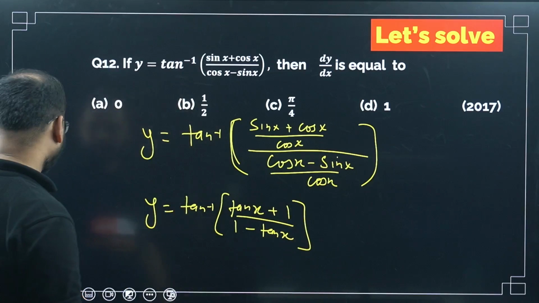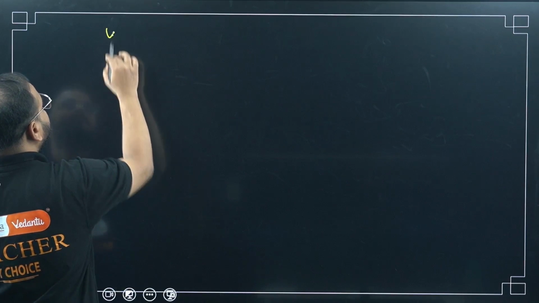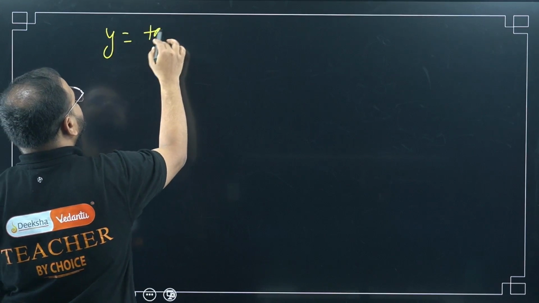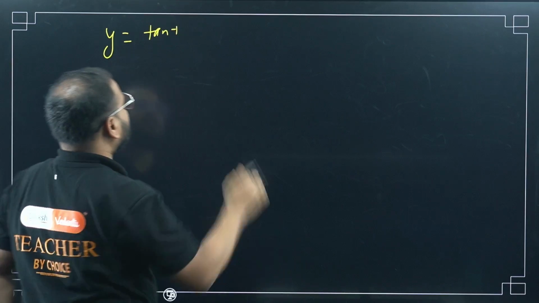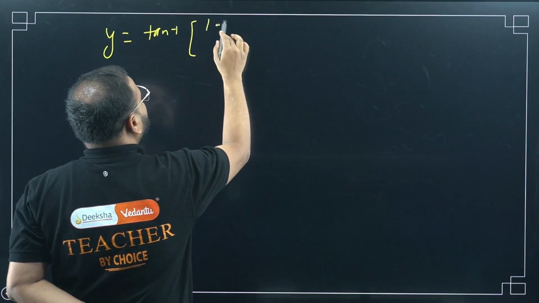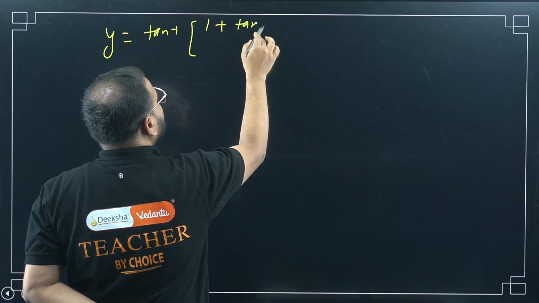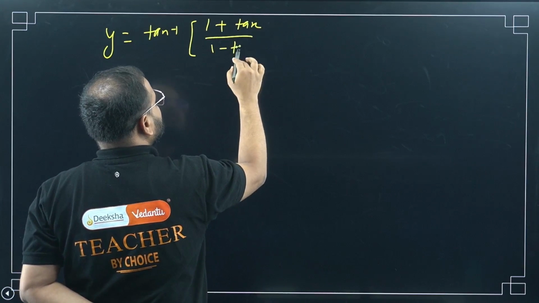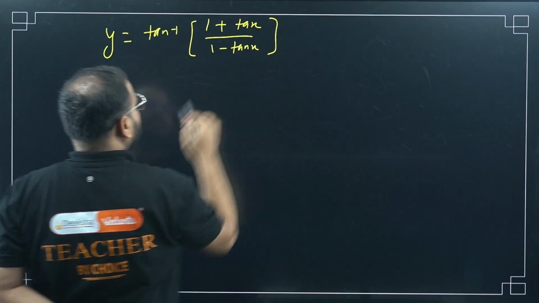Okay, let's do it in this step now. Tan inverse of what? What did I get? 1 plus tan x upon 1 minus tan x. Is it right?